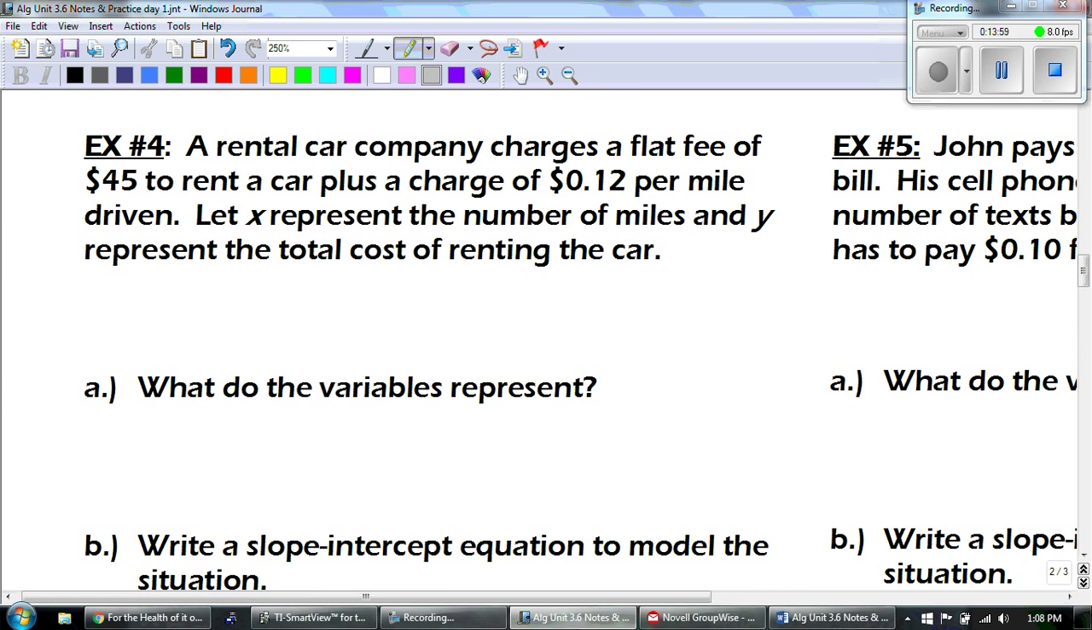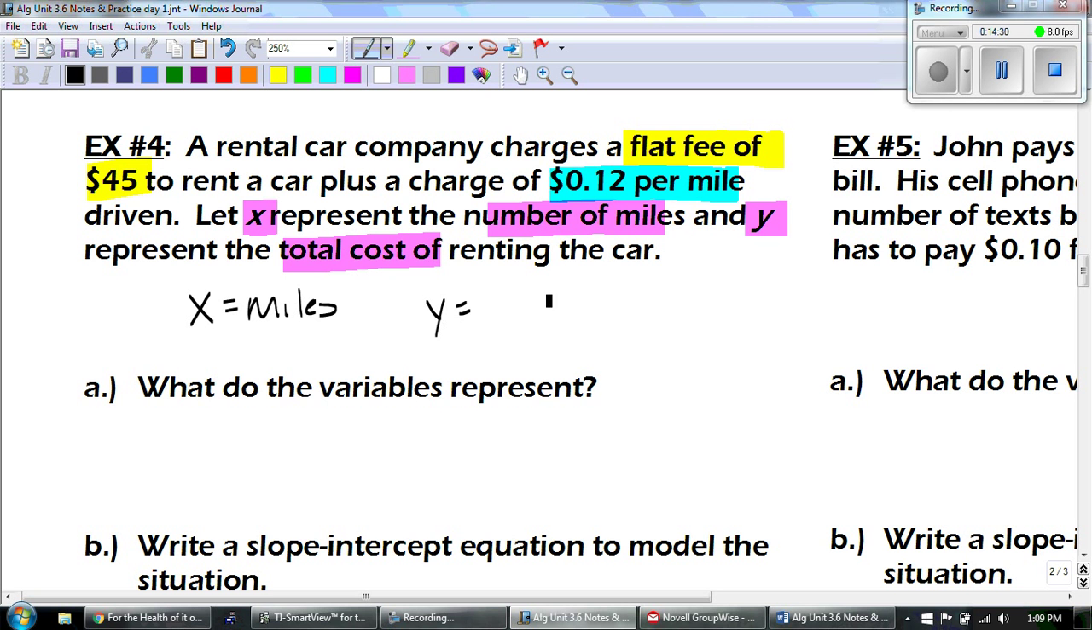Okay, a rental car company charges a flat fee. Ooh, flat fee. That was one of our words, right? Yeah, a flat fee of $45 to rent a car, plus a charge of 12 cents per mile. Let X represent the number of miles and Y represent the total cost. Okay, so X equals miles, Y equals the cost.